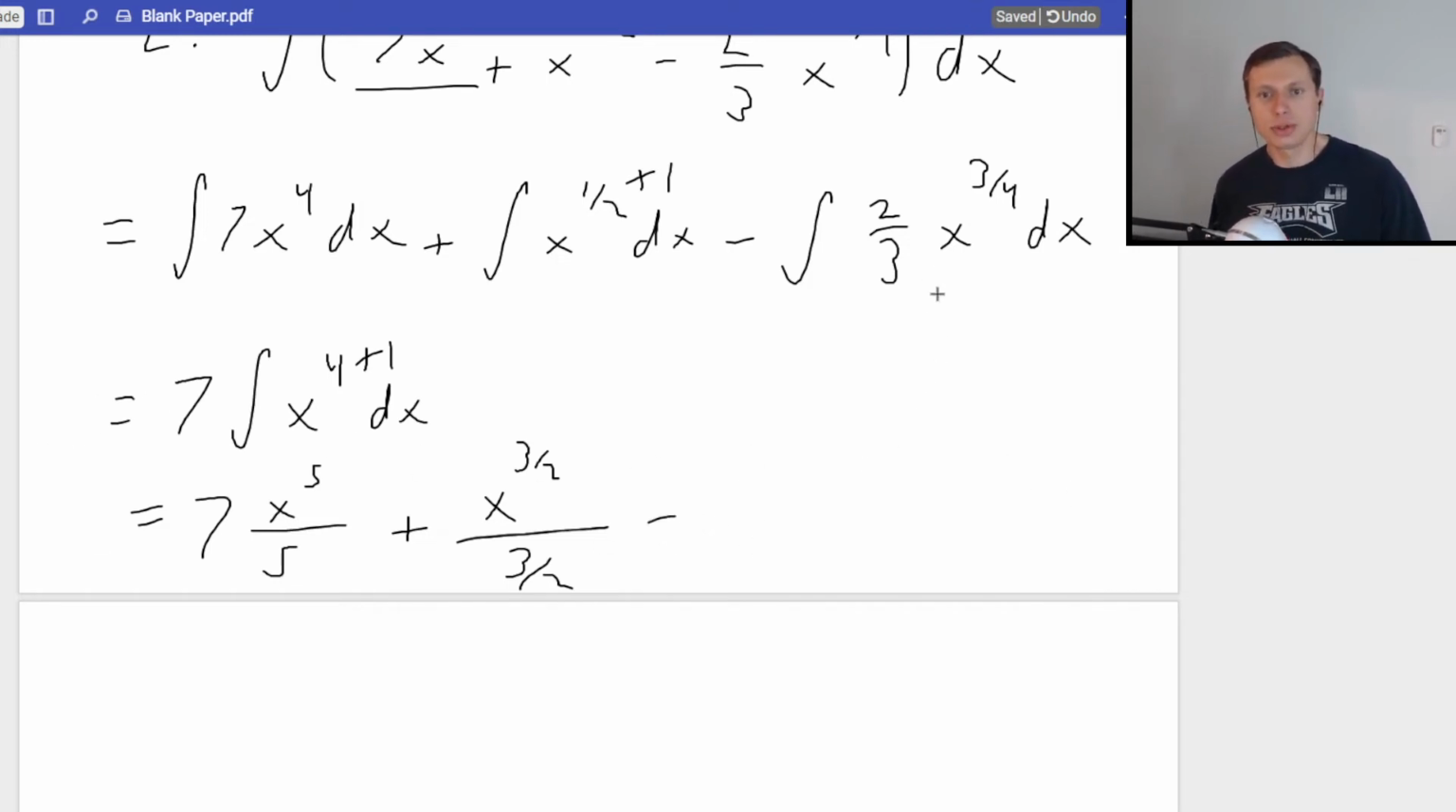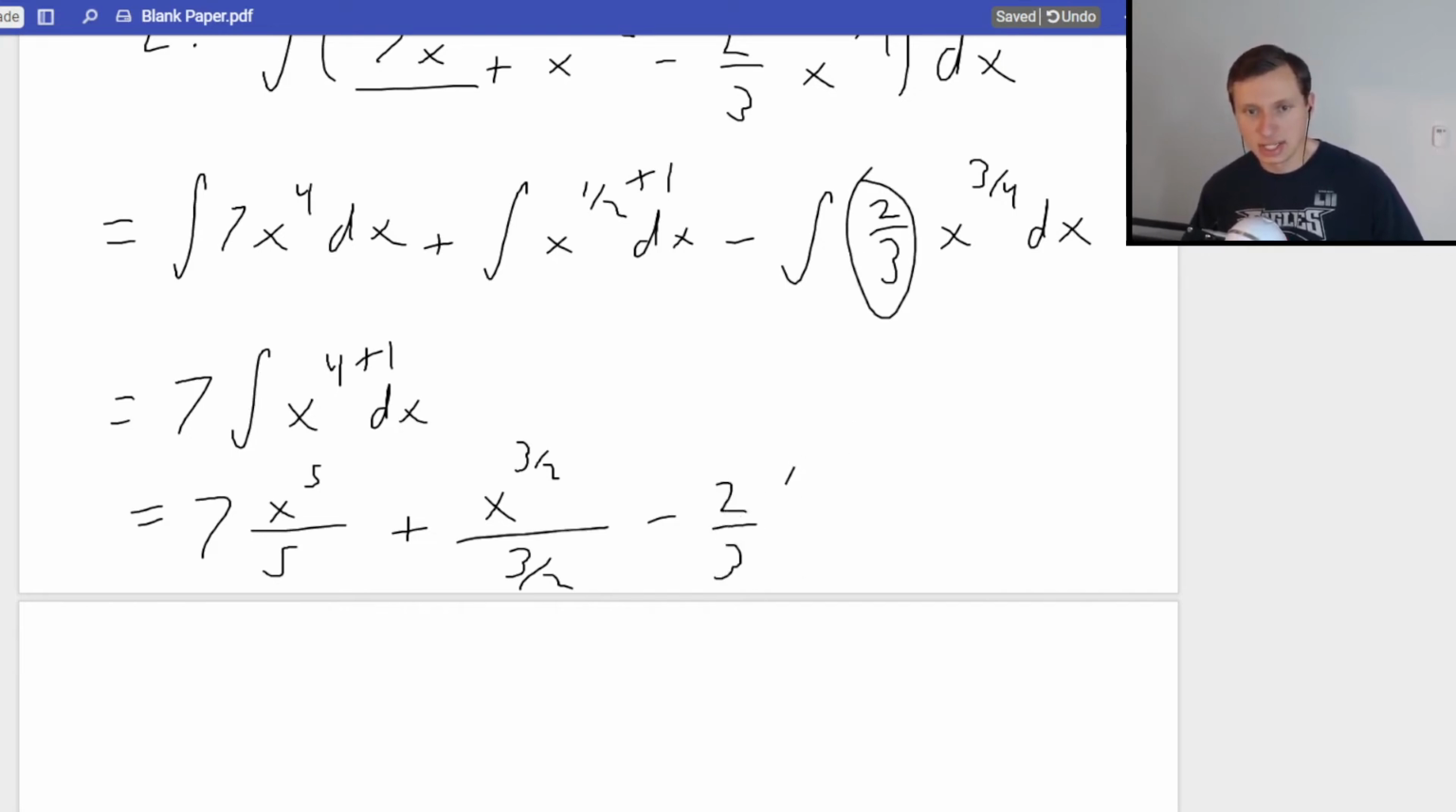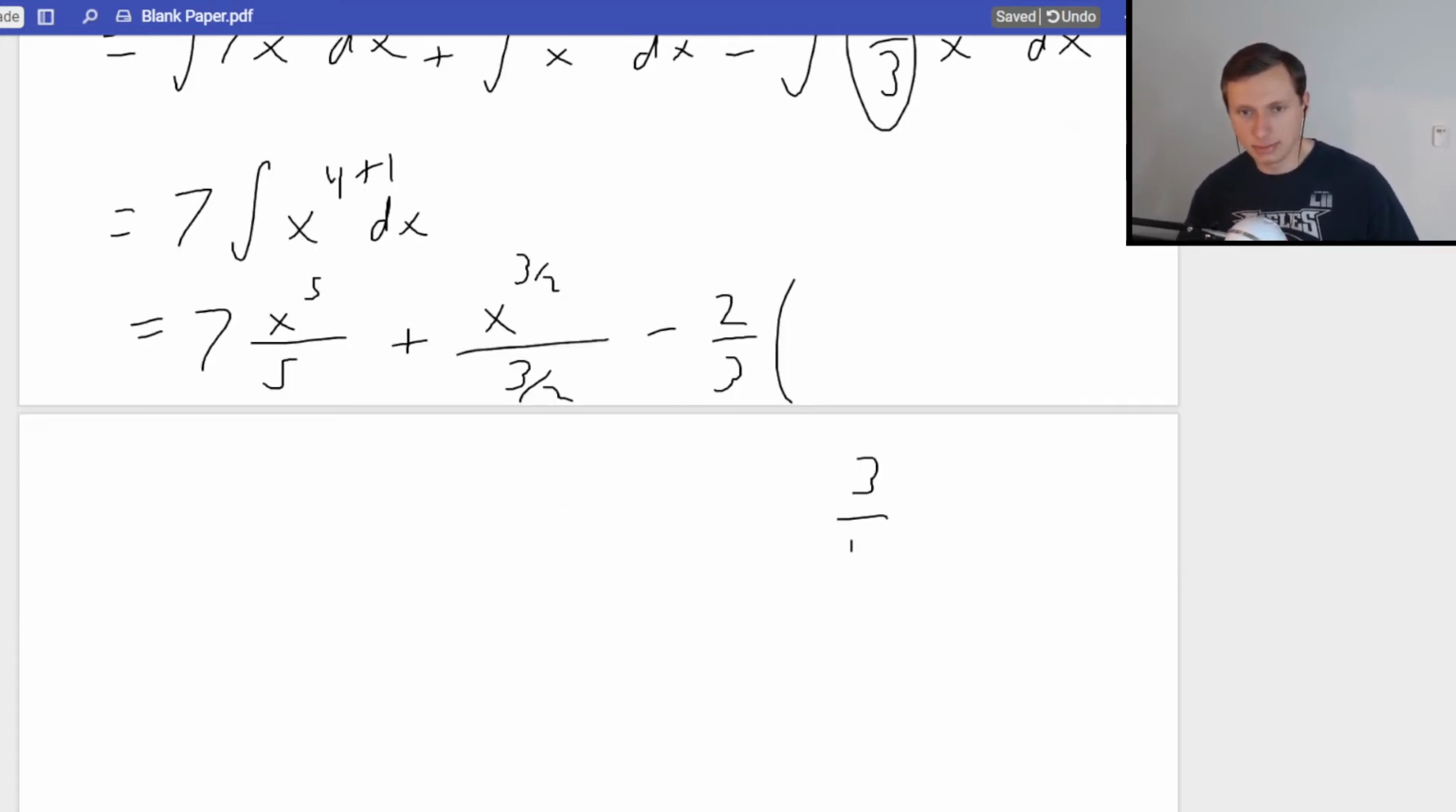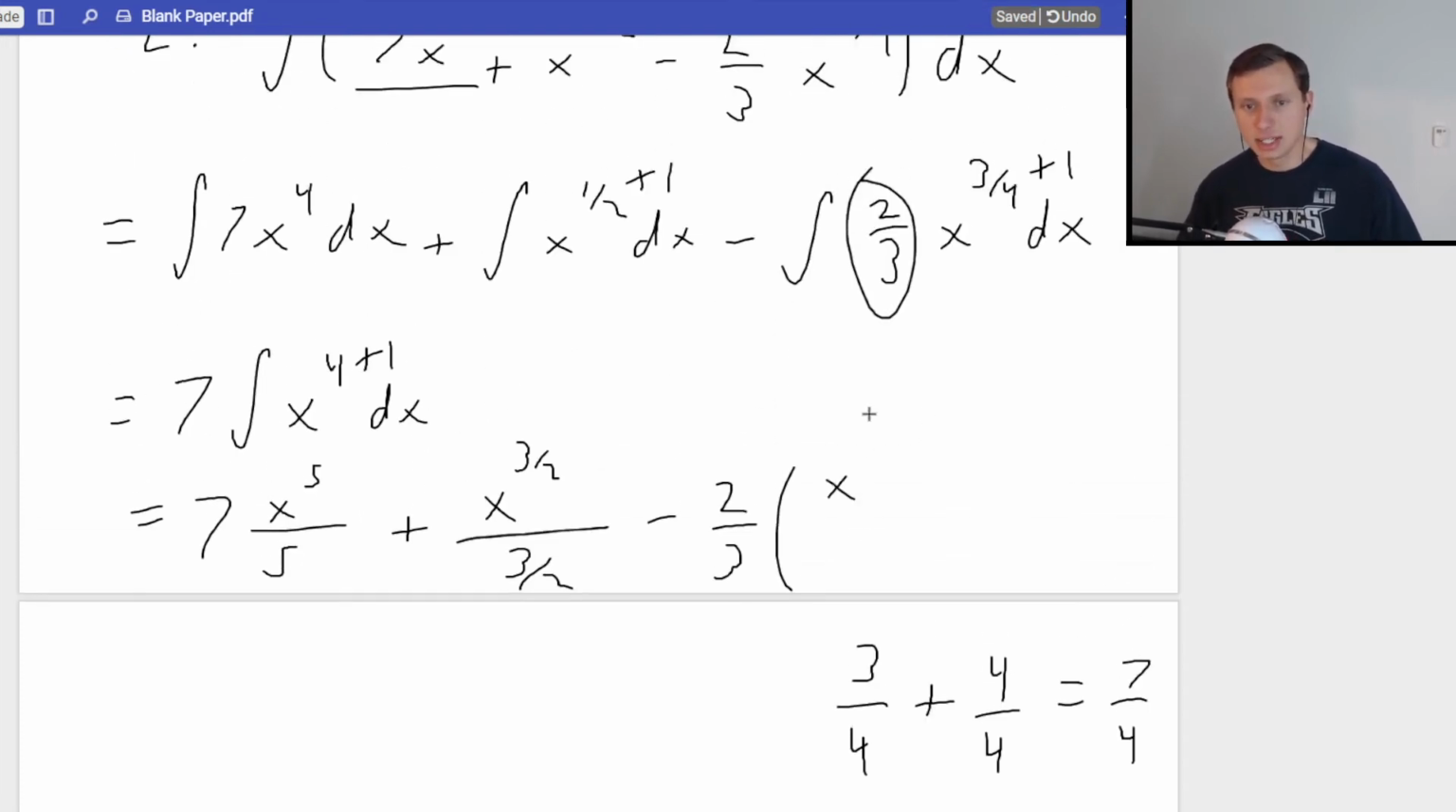Minus 2/3 x to the 3/4. Again, this 2/3 is a coefficient. I can write that out in front like this, times x to the 3/4. Need to add 1 to that. What is 3/4 plus 1? Instead of plus 1, I'm going to write plus 4/4, get the common denominator again because that's helpful. That's going to be 7/4, which means this integral is x to the 7/4 power divided by 7/4. Again, I'm going to simplify that in the next step.